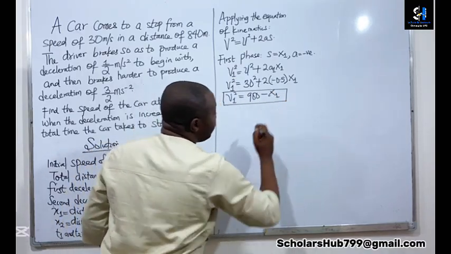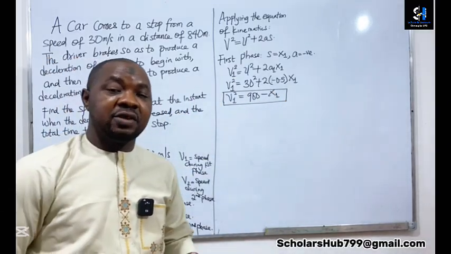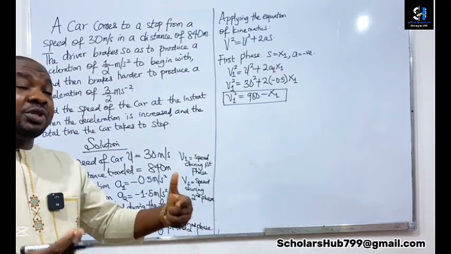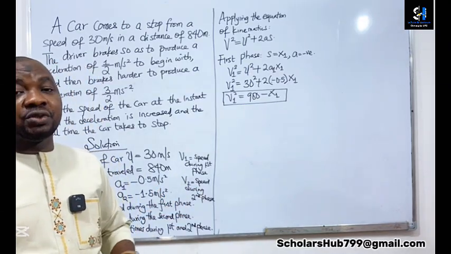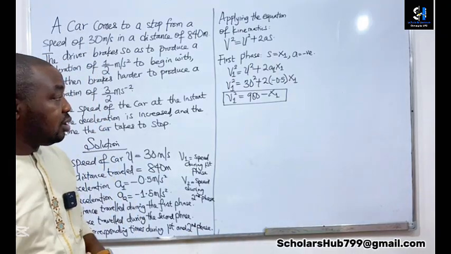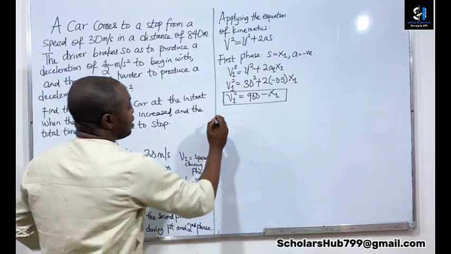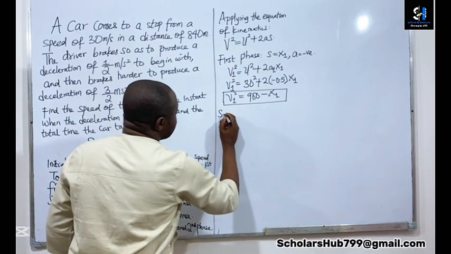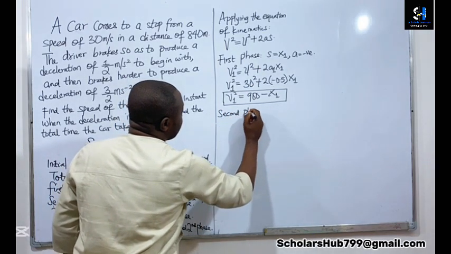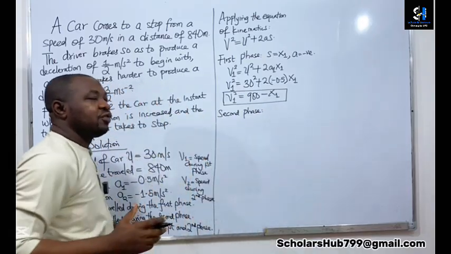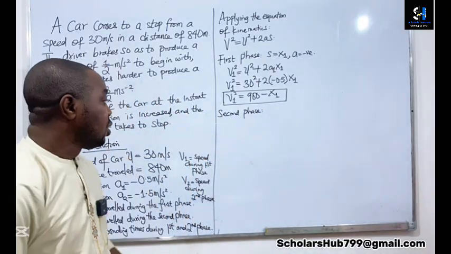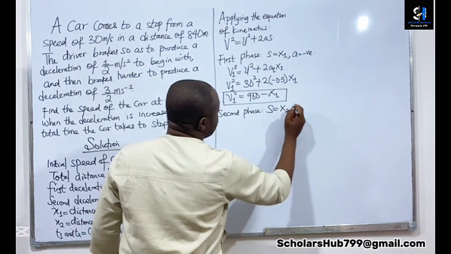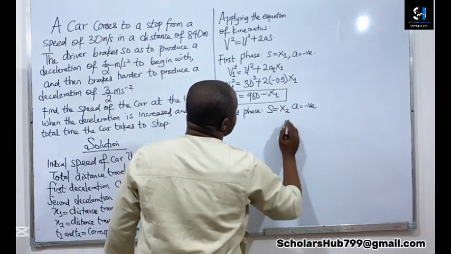Remember I said v1 represents the velocity during the first phase, but the velocity during the second phase, which is the speed as the deceleration changes or increases, will be equal to 0. So we then again write for the second phase, because the direction of motion in this case is taken to be positive. So for the second phase, we again write s equals x2.